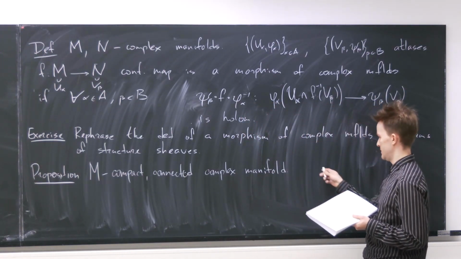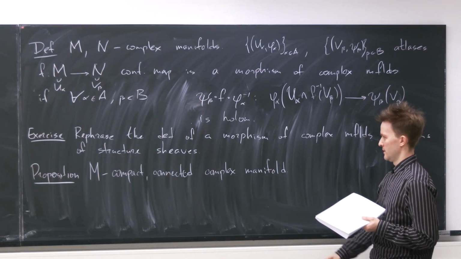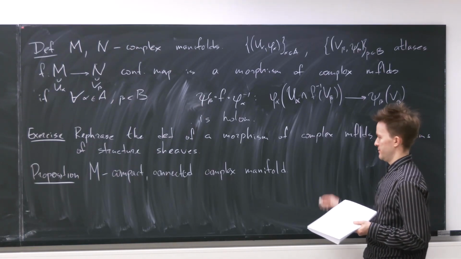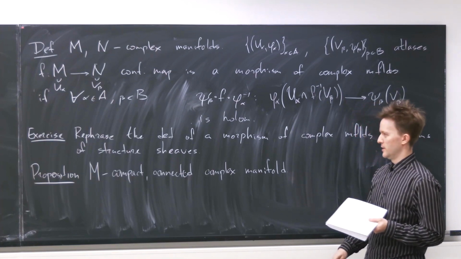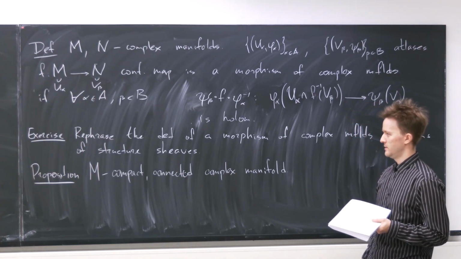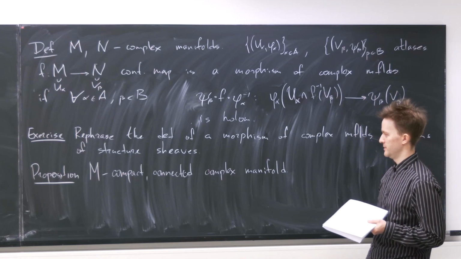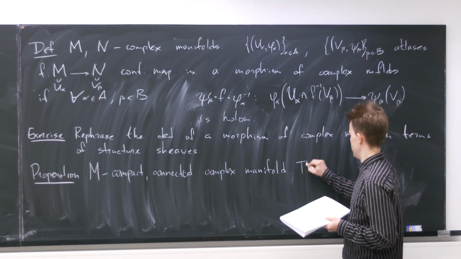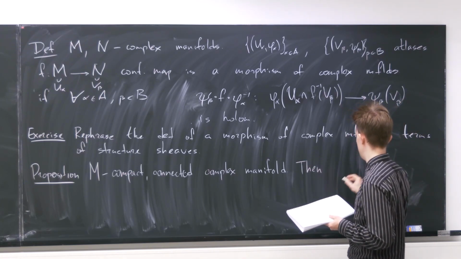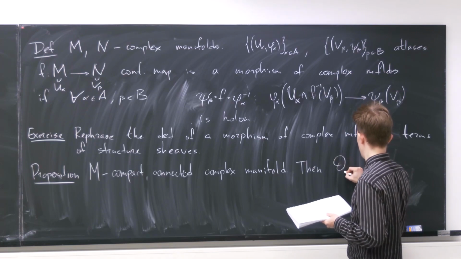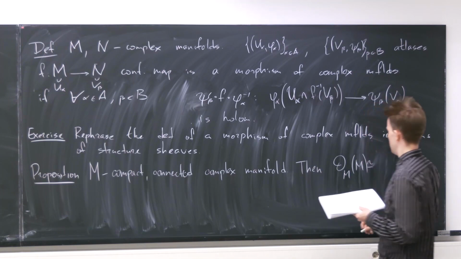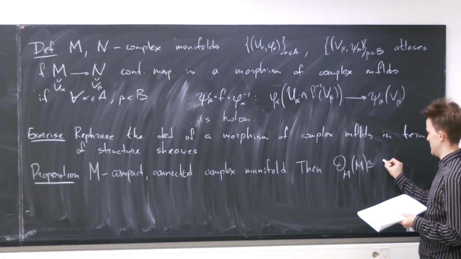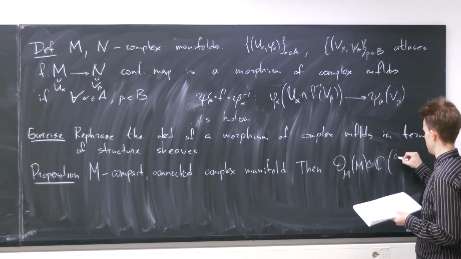And let's say that I have some global section of the structure sheaf. Then I claim that this global section of the structure sheaf is a constant. So I'll write it like this. Then the global sections of the structure sheaf are just constants, so constant functions.